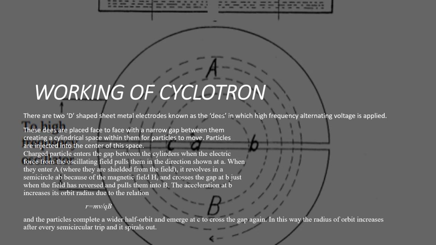There are two D-shaped sheet metal electrodes known as the Ds, to which a high frequency alternating voltage is applied. These Ds are placed face to face with a narrow gap between them, creating a cylindrical space within them for particles to move. Particles are injected into the center of the space. Charged particles enter the gap between the cylinders when the electric force from the oscillating field pulls them in the direction shown at A. So r = mv/qB, where r is the radius, q is the charge, B is the magnetic field, m is the mass and v is the velocity of the particle.